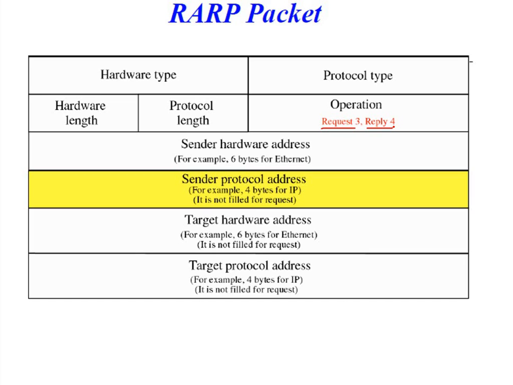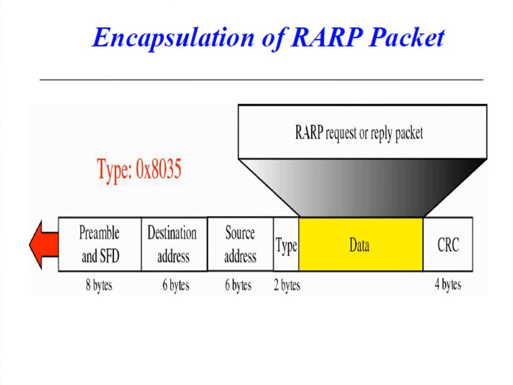Okay, so the type is only different for RARP. It was initially 8060 for ARP, now it is 8035 for RARP. This is the only difference, and encapsulation is again the same as the previous one. So this is how ARP and RARP work.